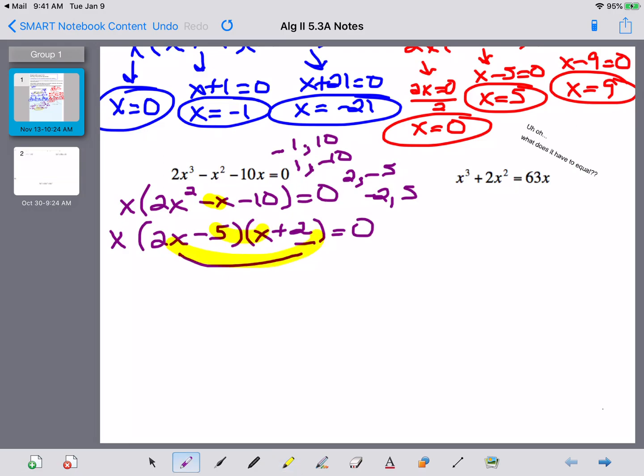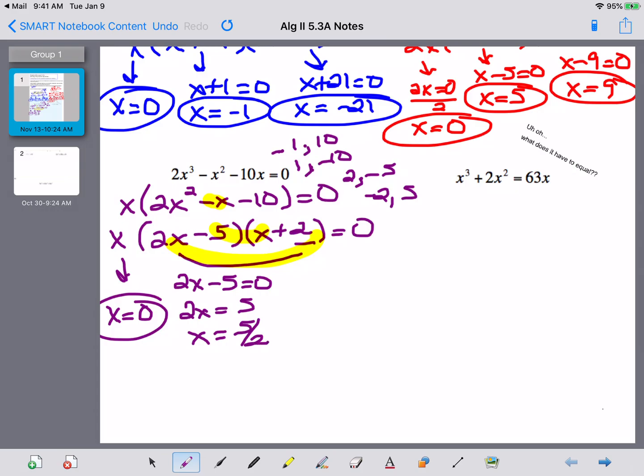All right, setting each of them equal to 0. I could have x be a 0. I could have 2x minus 5 be the 0. To solve that, I'd have to add the 5 over and then divide out the 2. And then for my last one, my x plus 2 could be the 0.